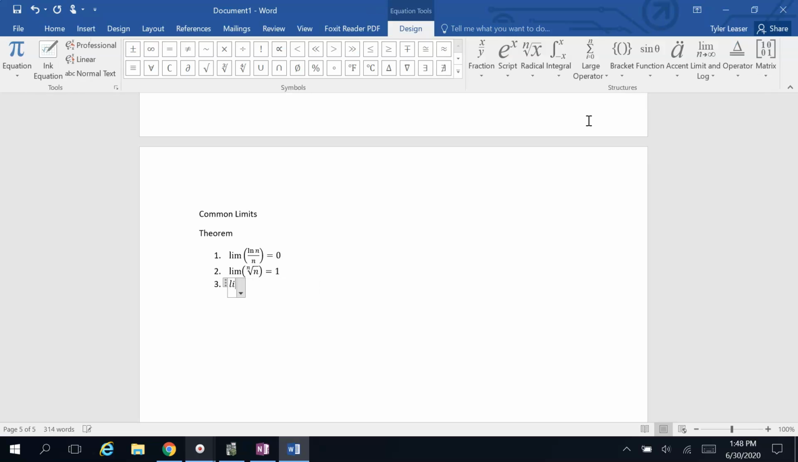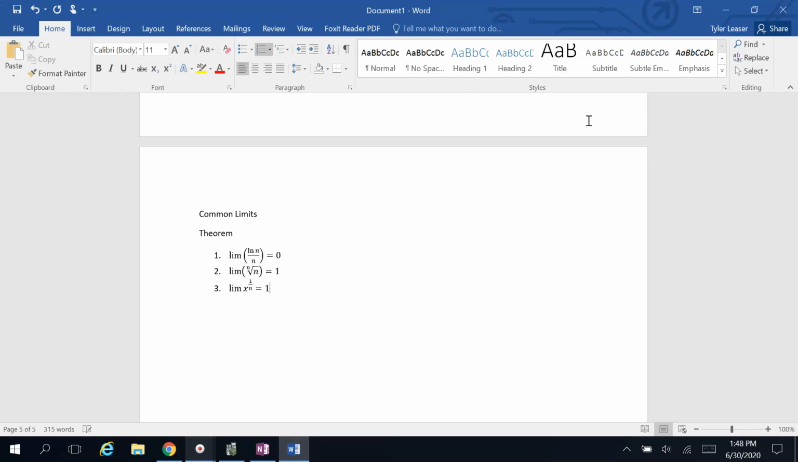All right. The next one here, the limit of x to the 1 over n. So this x could be anything. It doesn't matter what that x is. But if you have a number raised to the 1 over n power, that goes to 1.